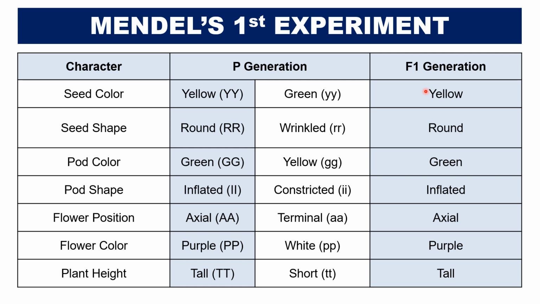He then had two conclusions. First, each of the characters is controlled by a factor which we now all know as genes. Each of the characters he studied was controlled by one gene that occurred in two contrasting forms. These contrasting forms produced different traits. For example, a gene for seed color occurs in yellow form or green form.